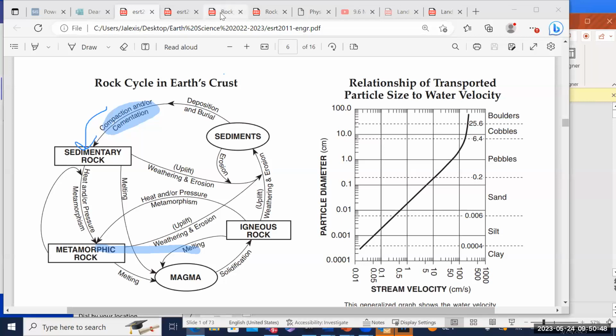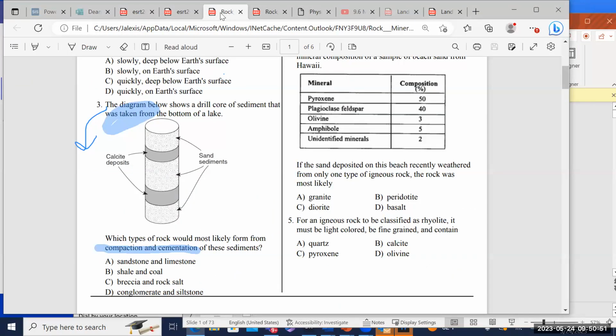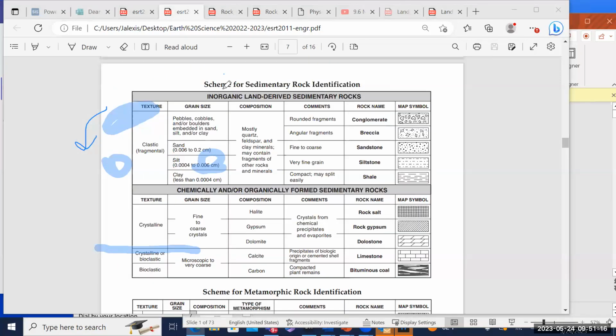So what else do I know about this rock that can help me out? I see that it says it has sand sediments and it has calcite deposits. Sand sediments and calcite deposits. So I'm going to take a look on page, what page, everybody? Page 7, where we see sedimentary rock. I'm looking for two rocks, one that has calcite deposits, and another one that has sand sediments.